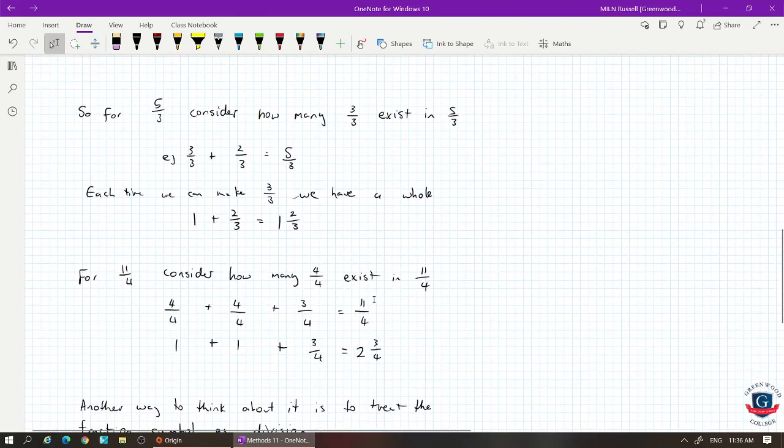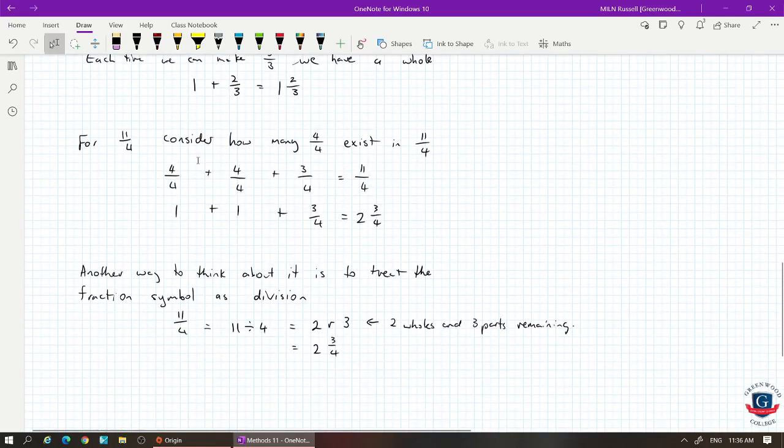Now, we could do this with a bit of arithmetic. So for 5/3, we might consider how many 3/3s exist, which would be how many wholes, in 5/3. Well, that would be 1 whole, 3/3, plus 2 left over would give us 5 parts out of 3. And as soon as we get a 3/3, we can change that into a whole. So a whole plus 2/3 would give me 1 2/3.